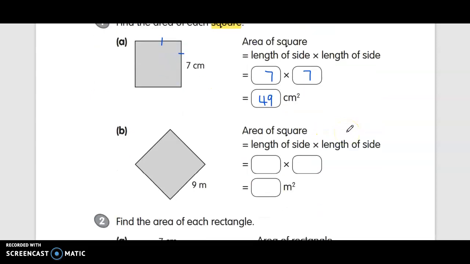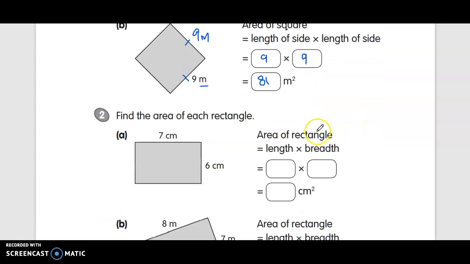Okay, let's go to question B. Area of square, same thing. If one side is 9 meters, the other side will also be 9 meters, right? Because all sides are equal for square. So again, area is length times length for square. So 9 times 9. And remember the little finger trick that we did for 9 times table, and you should get 81 meters square as your answer. Okay, let's go on to question 2.